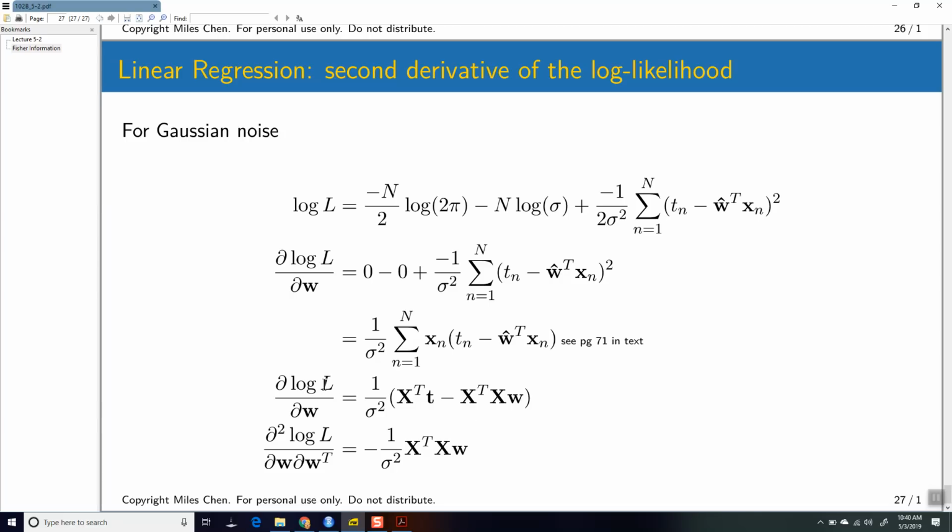And then if I take the derivative of this with respect to w once more, I get negative 1 over sigma squared x transpose x w. Okay, and this is as far as I got typing up my notes.